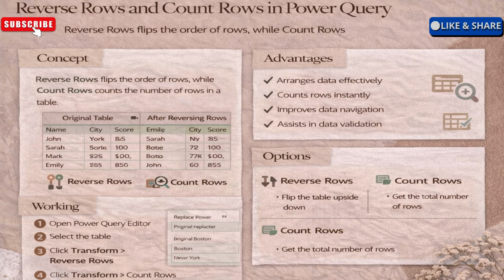Great explanation. Yes. Reverse Rows is used to change the order of rows in a table, while Count Rows is used to find the total number of rows. Okay, why do we use them? Reverse Rows helps in rearranging data for analysis, and Count Rows helps in understanding data size and validation. Sounds useful. How do you do it? Go to Power Query Editor, select the table, click on Transform, then choose Reverse Rows to flip the order, or select Count Rows to get the total number of rows. Is there any benefit of using Count Rows? Yes, it helps in quick data validation, checking duplicates, and ensuring data completeness.